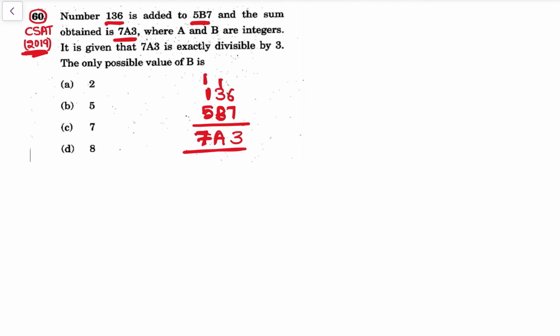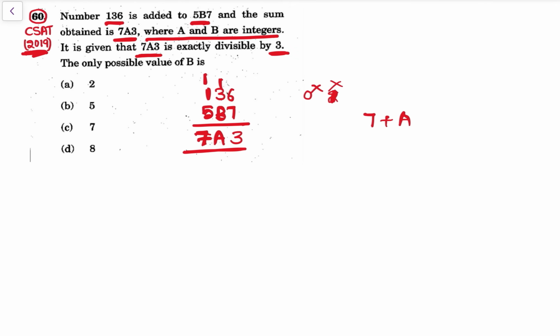So that means value of b has to be, b cannot be 0, नहीं हो सकता because then carry नहीं होगा. 2 नहीं, 1 नहीं हो सकता. And so let's see where a and b are integers. It is given that 7ab is exactly divisible by 3. And अब देखो, 7ab is exactly divisible by 3.